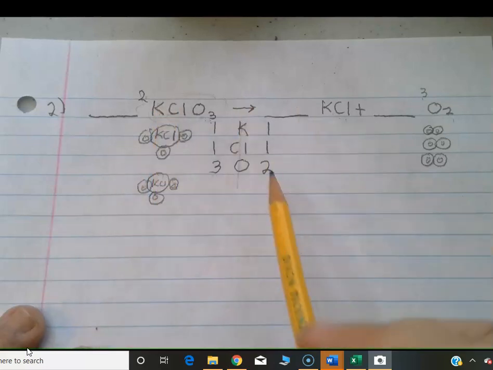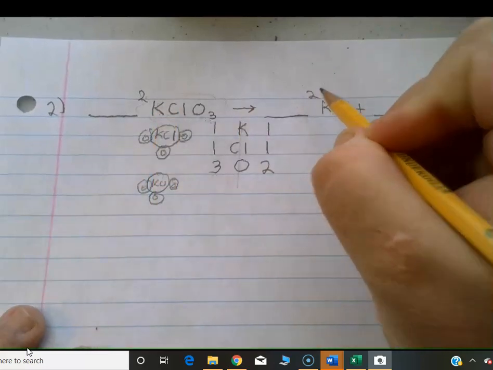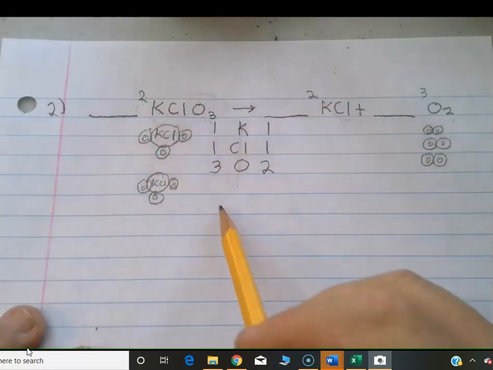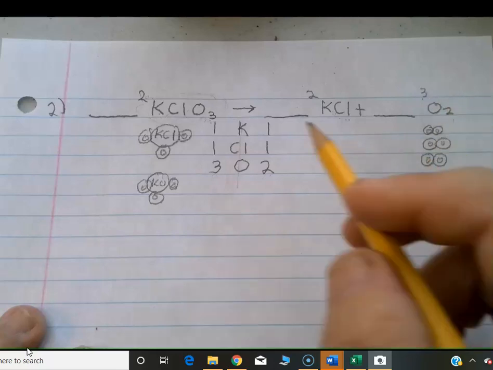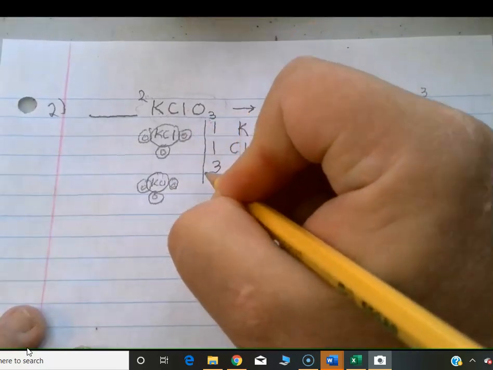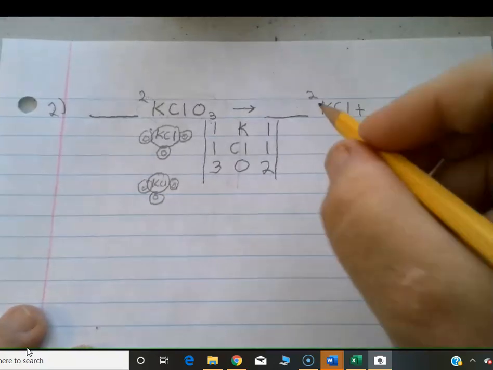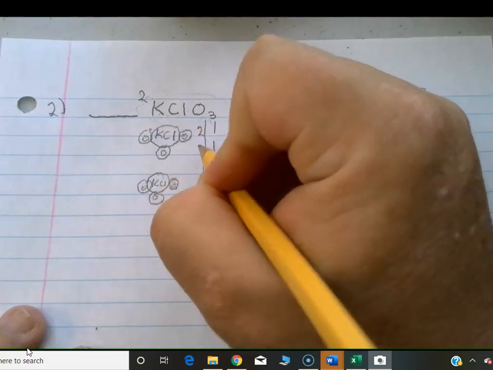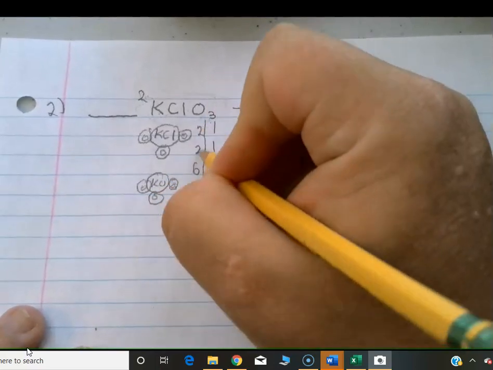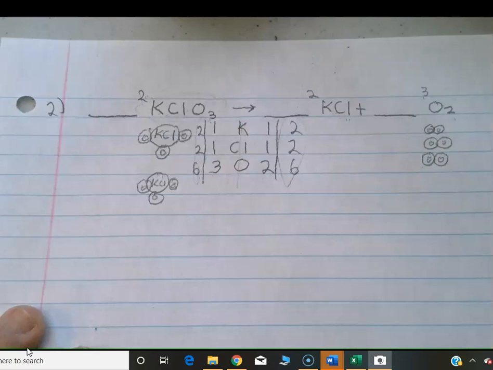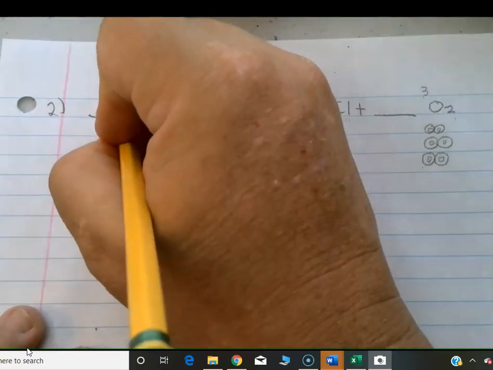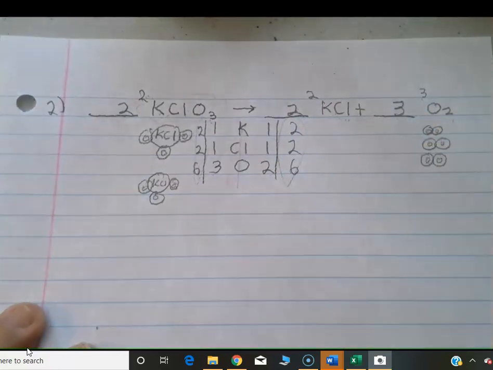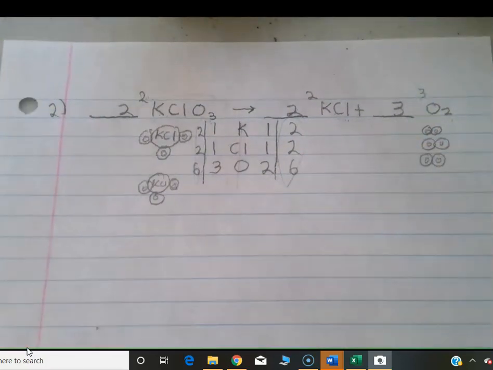But what do I have to do to balance that? I have to put a 2 here. So now I have 2 potassiums, 2 potassiums, 2 chlorines, 2 chlorines. I have 6 oxygens, 6 oxygens. So what I can do over here is write that down. I have 2 and 6, and over here I have 2, 2 and 6. So that these match up, this column and this column, so everything is even. So I can go ahead and put a 2 in my final position there. And that is how you do that.